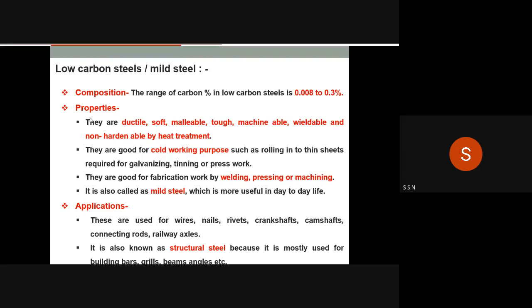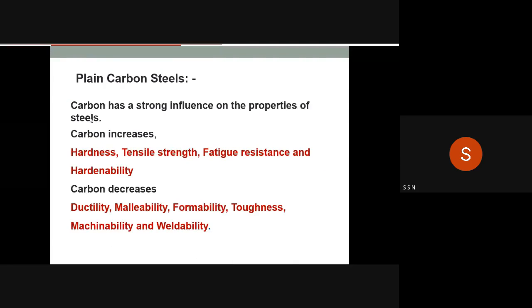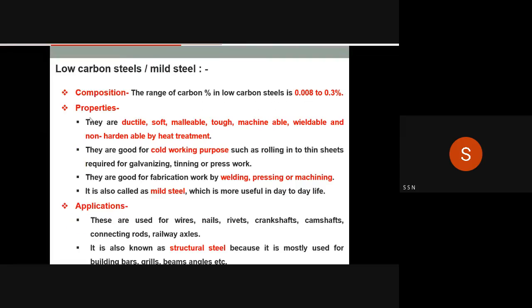It is also called mild steel, which is most useful in day-to-day life. Whatever steel you use in day-to-day life, in many cases it is called mild steel, which is nothing but low carbon steel. These are all the properties of low carbon steel. If you understand the properties at low carbon percentage and at increased carbon percentage, you can easily correlate the properties for low, medium, and high carbon steel.